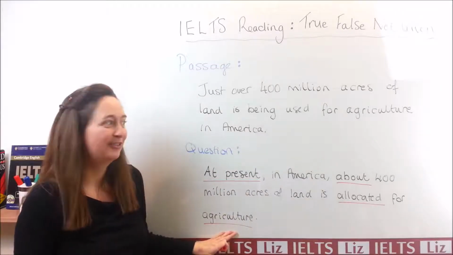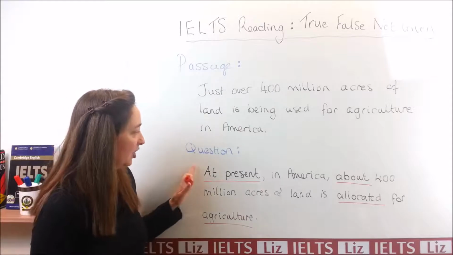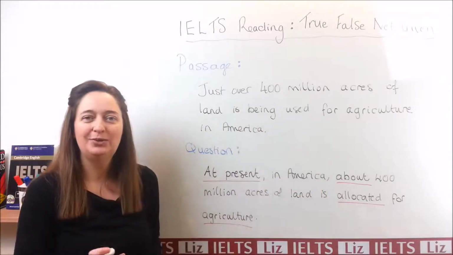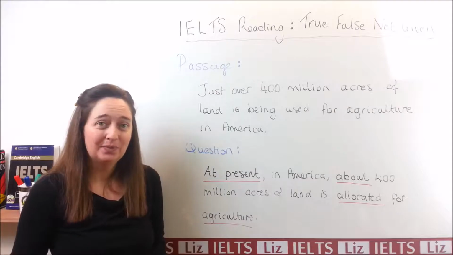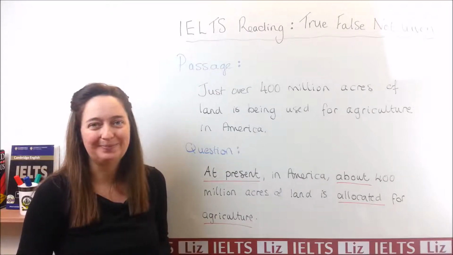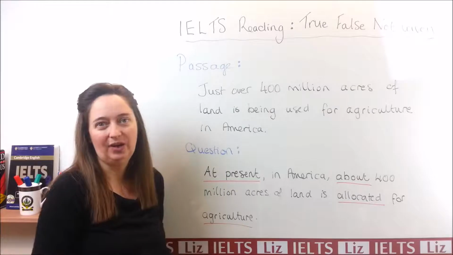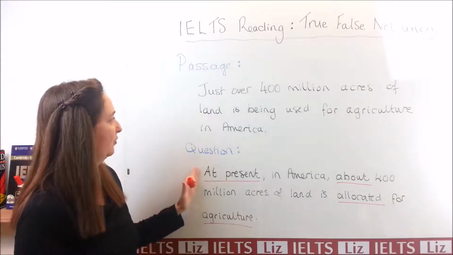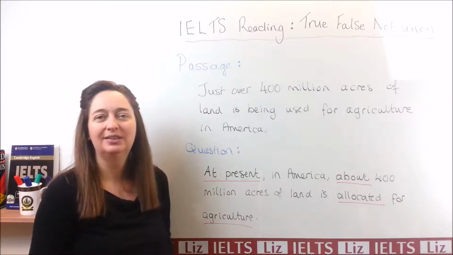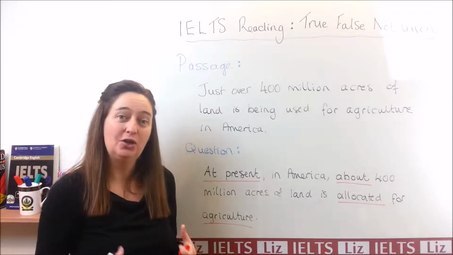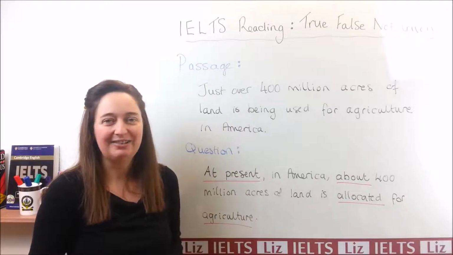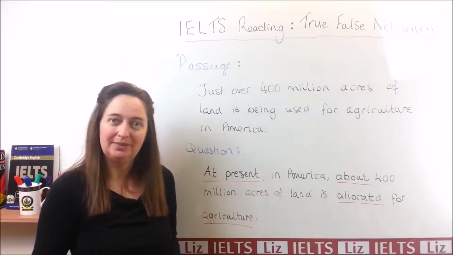Now let's look at the differences. The differences is the time phrase here and the word about. So do you think it is true, false, or not given? Well, let's have a look further. Firstly, the time phrase. There's no time phrase here. However, is there another way to know whether we're talking about the present or not? Yes, there is, and that is grammar.